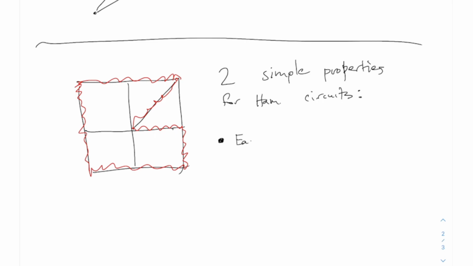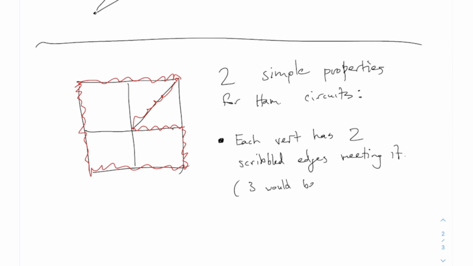Each vertex has two scribbled edges meeting it. And I will just say parenthetically, 3 would be illegal, right?